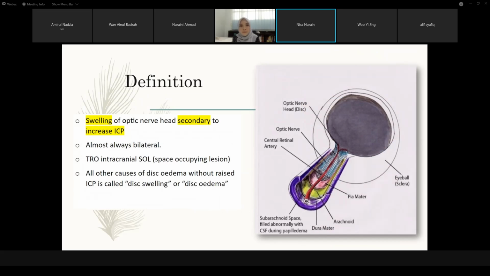So for the papilloedema, it's actually the swelling of the optic nerve head secondary to increased intracranial pressure. So remember, papilloedema is the swelling secondary to increased intracranial pressure and is almost always bilateral, and is to rule out intracranial space occupying lesion. All other causes of this edema without raised intracranial pressure is called pseudopapilloedema or disc swelling. So if there is no increased intracranial pressure, it's not papilloedema. Okay.